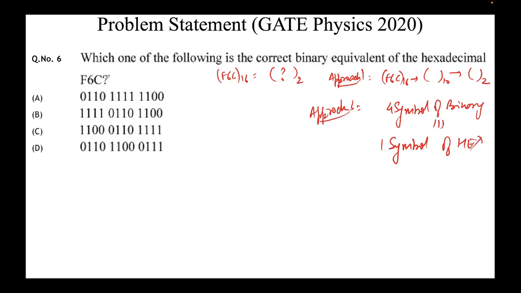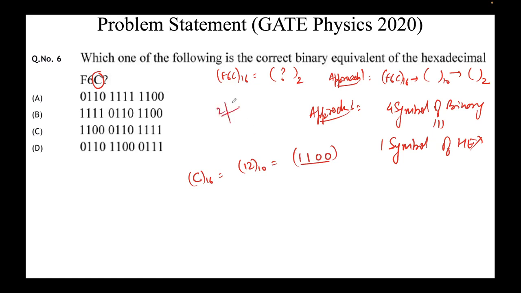So what I'll do is I look only at C first. C in base 16, I know, corresponds to, so A, B, C, that's 12 in decimal. And I know 12 in decimal can be written as 1100. How do I get from this here to here?